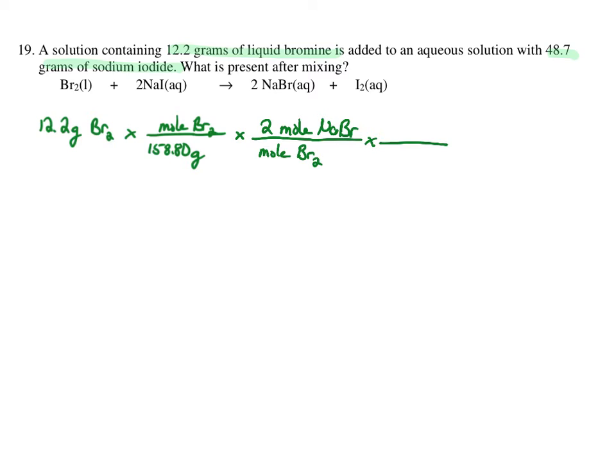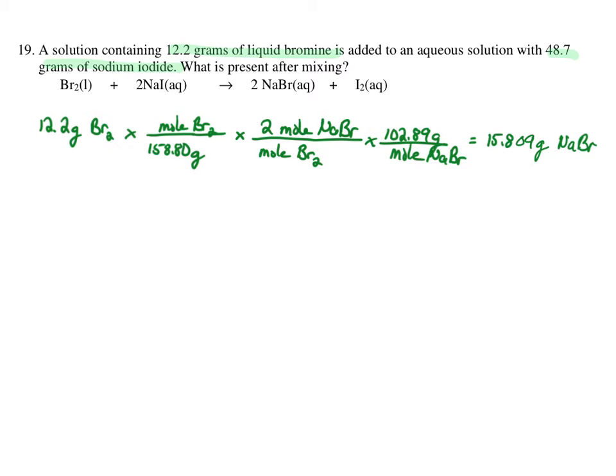And we can calculate the mass by multiplying by the formula weight, 102.89 grams per mole of the sodium bromide. The result would be 15.8. That is, if all the bromine is consumed.